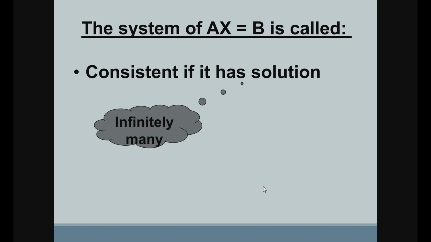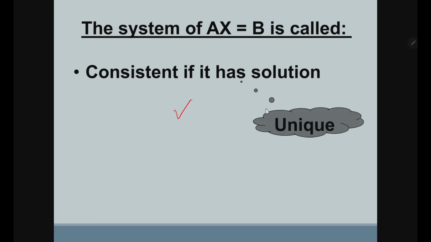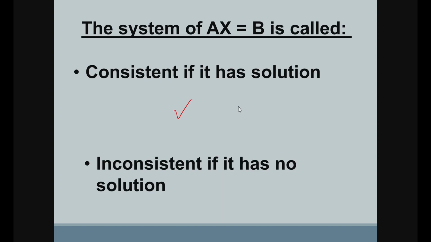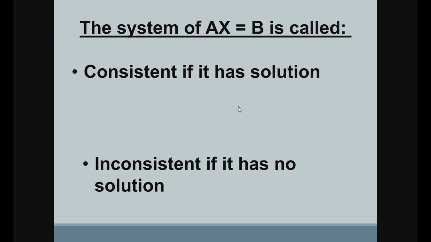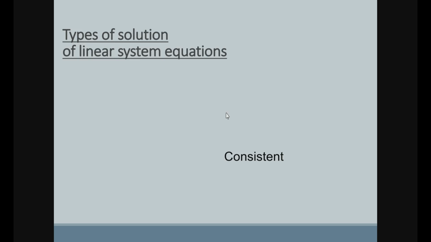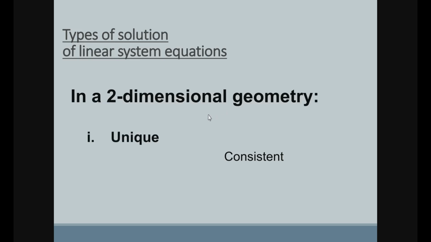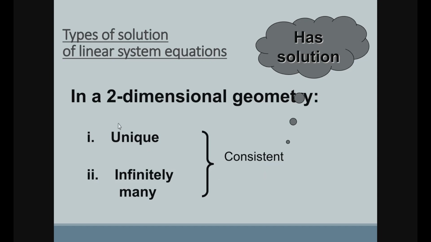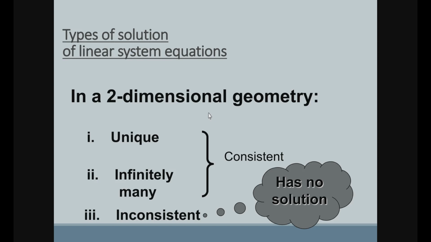The system of Ax equal to B is called consistent if it has a solution, either infinitely many or a unique solution. If it is inconsistent, it has no solution. Types of solution of linear system equation in a two-dimensional geometry: it is consistent if it is unique or has infinitely many solutions, and inconsistent if it has no solution.